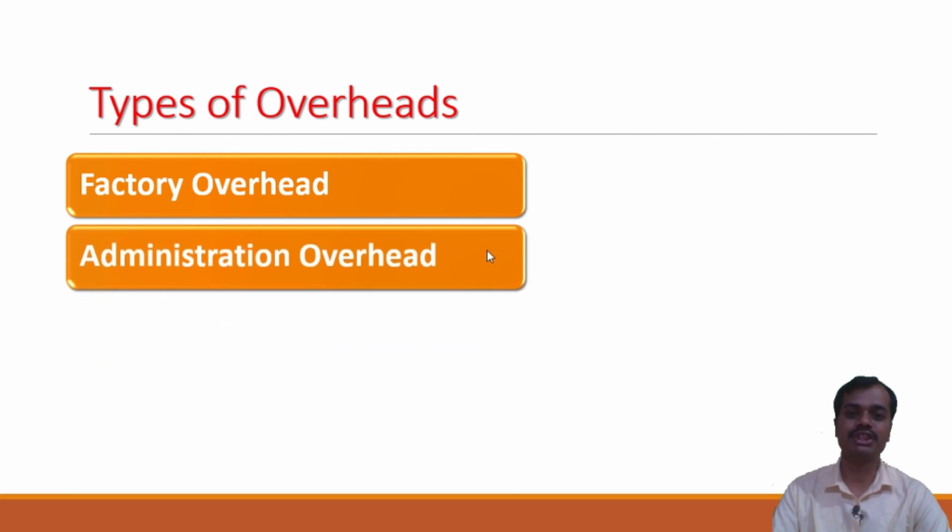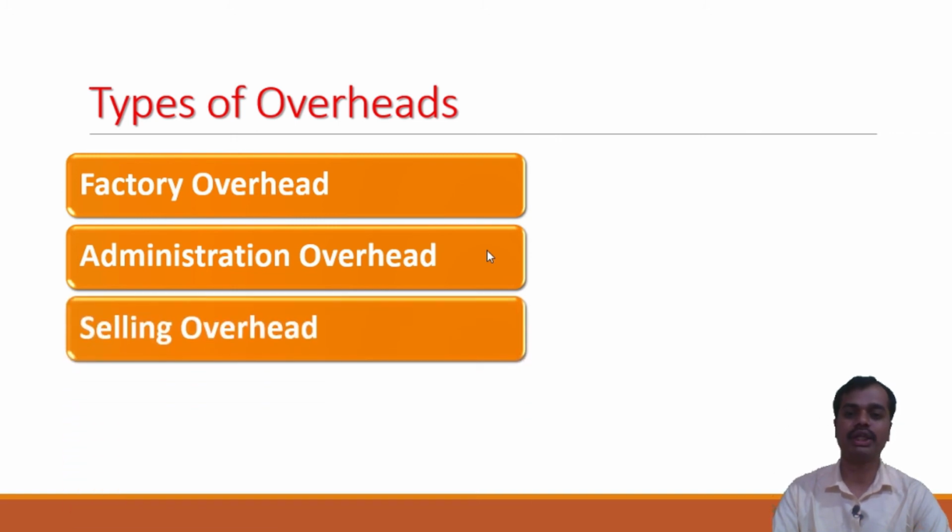Next is administrative overheads. It is otherwise called office overhead. It refers to the expenses that are incurred in connection with the general administration of the company. For example, salary of administrative staff, postage, telegram and telephone, stationery, etc.